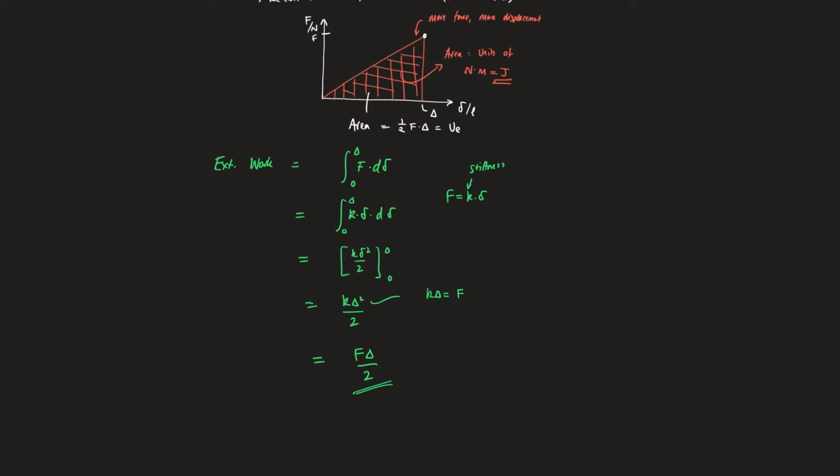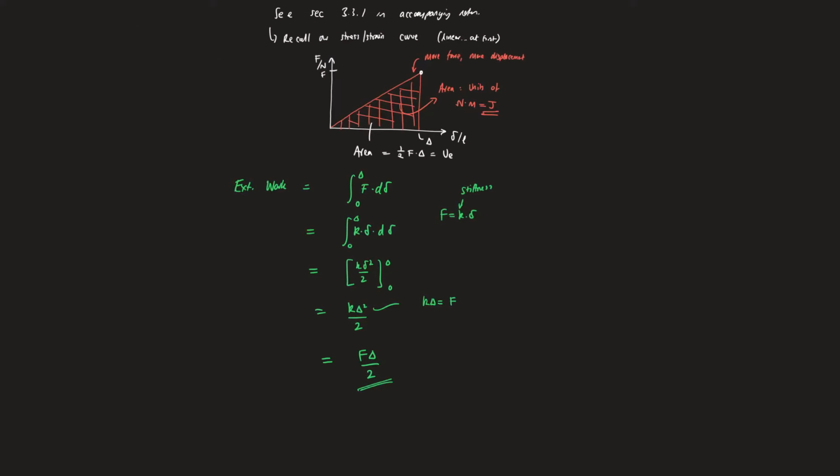I go through this in a lot more detail in the accompanying notes, but this is the one that we need to remember. Our external work done is equal to the force multiplied by the displacement in the direction of the force, just remembering that from our definition of work done, divided by 2. So let's look at some examples of this.